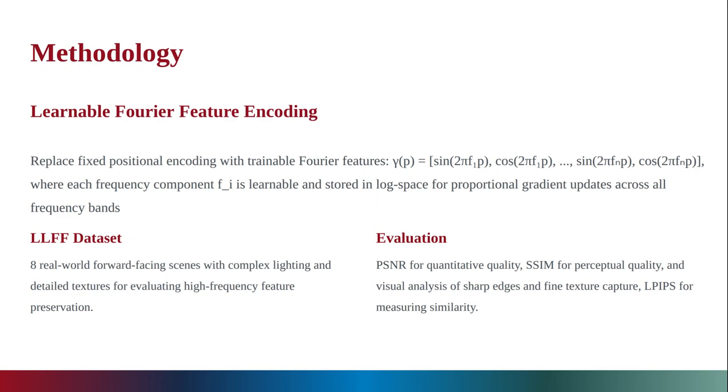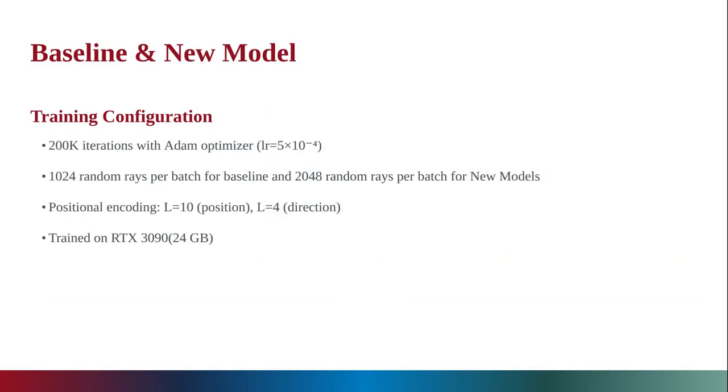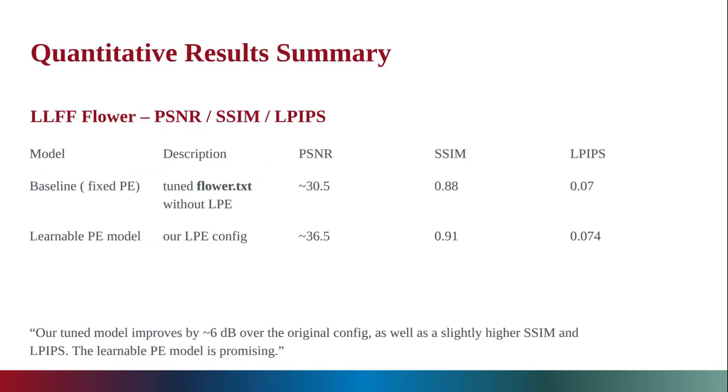For evaluation, we use the flower scene from the LLFF dataset, and we used three metrics: PSNR, SSIM, and LPIPS. For training, we trained both the baseline and the new model for 200,000 iterations with the Adam optimizer with a learning rate of 5 times 10 raised to minus 4. The batch size of the baseline was 1024 and for the new model was 2048. The frequency band for position was 10 and the frequency band for view direction was 4. This was the same for both the baseline and the new model. Both were trained on an RTX 3090, which has 24 GB of VRAM.